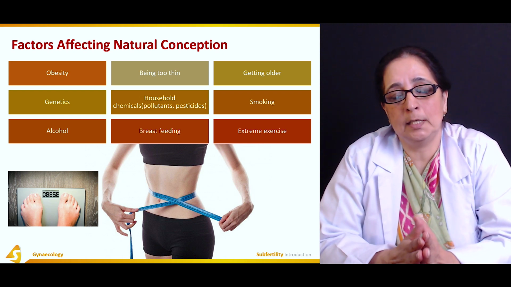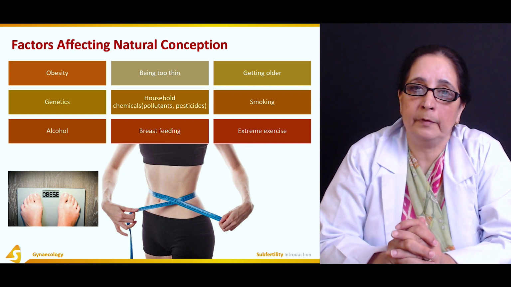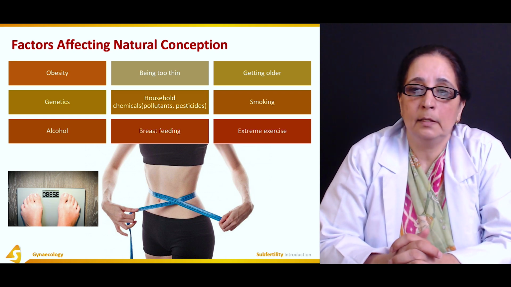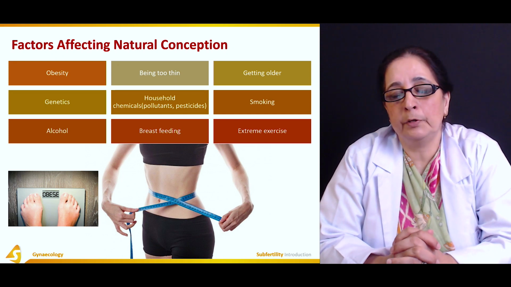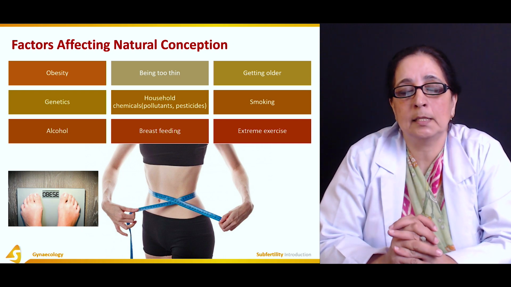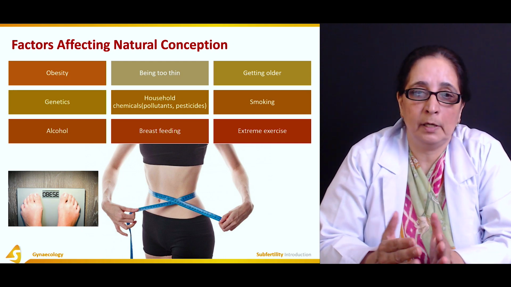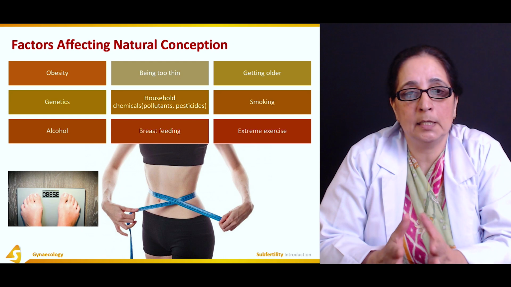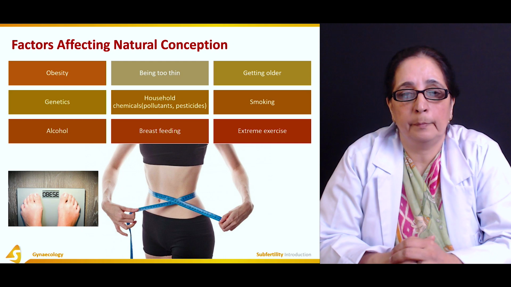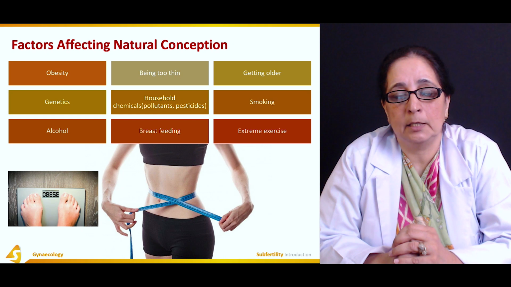As age increases, that's also a very important factor, both in males and females. In females after 35, the number of eggs produced by the ovary decreases significantly, and that affects conception too. Genetics play an important role. If infertility or subfertility runs in the family, there are more chances that the couple, the female or male, comes with infertility or subfertility.